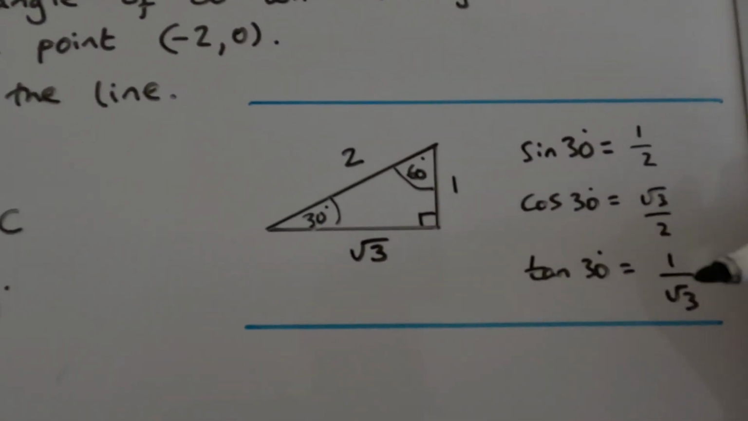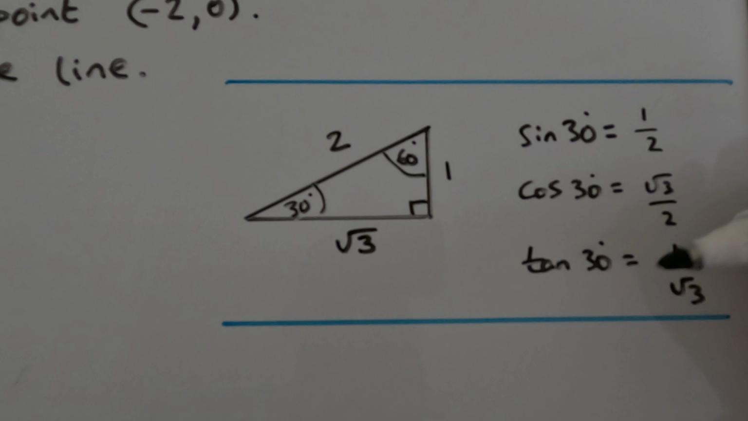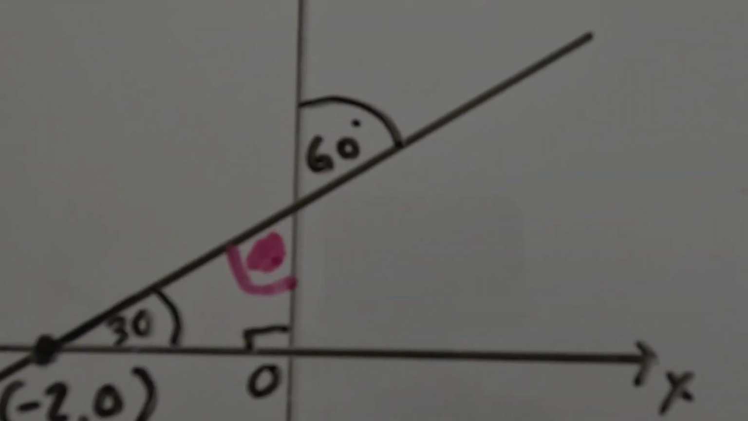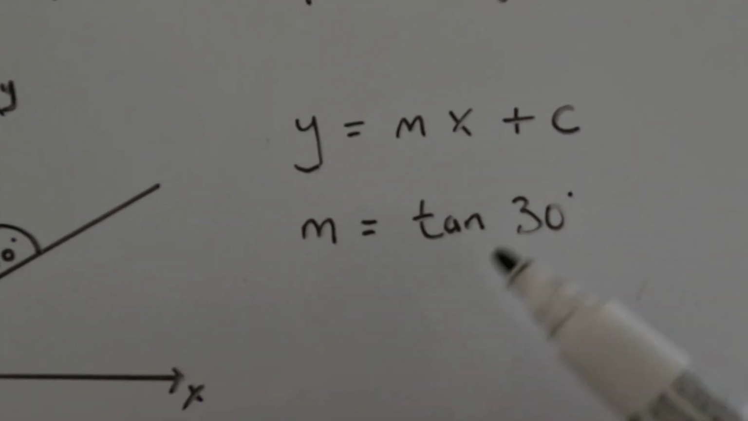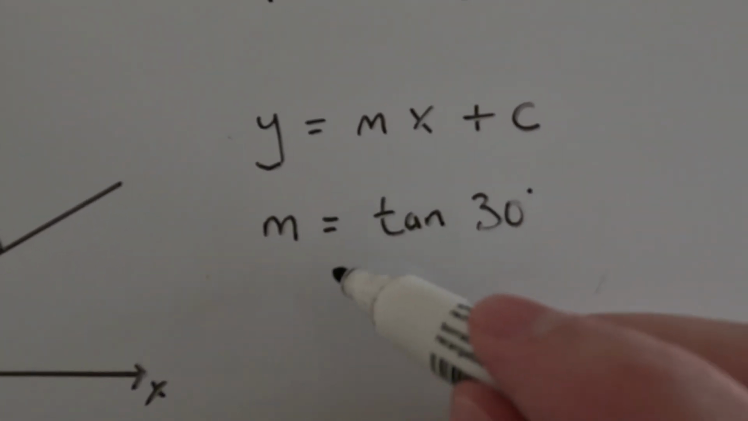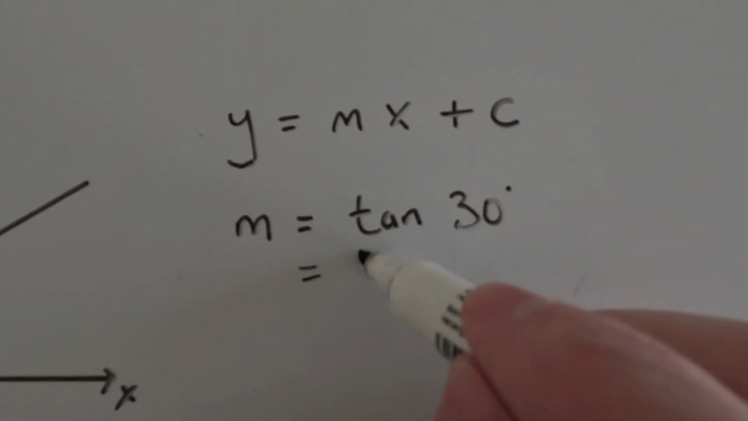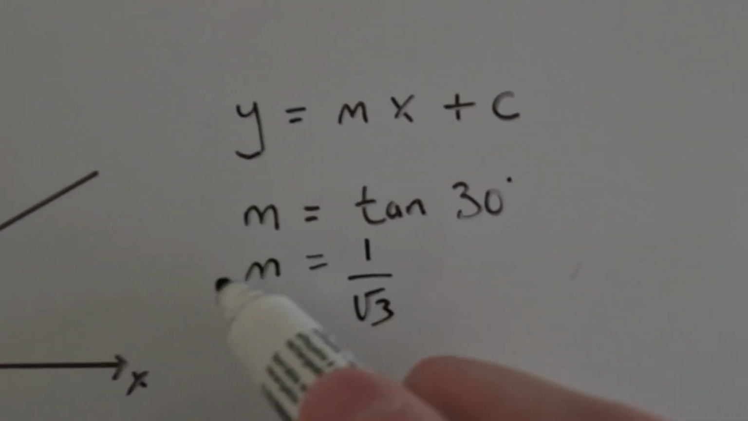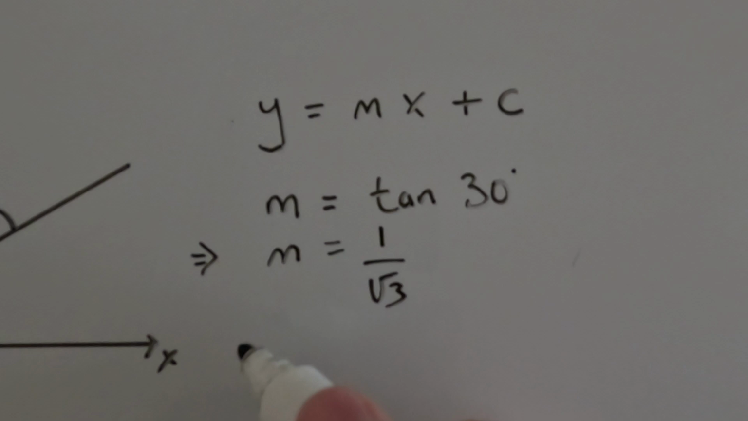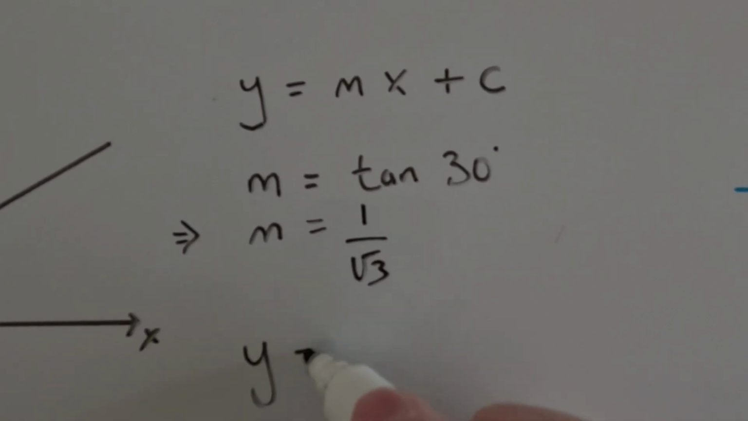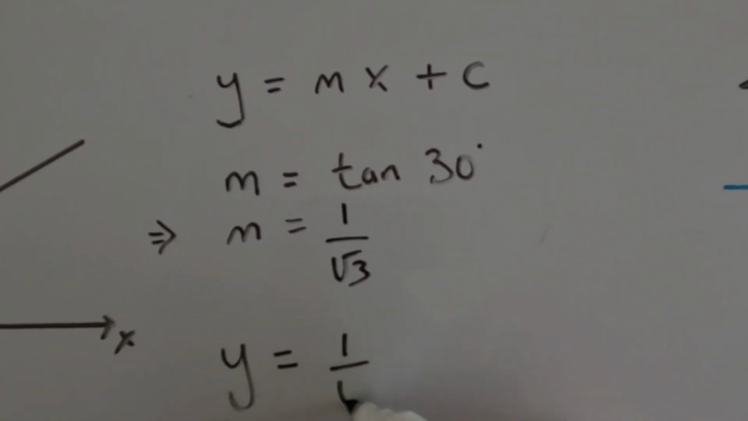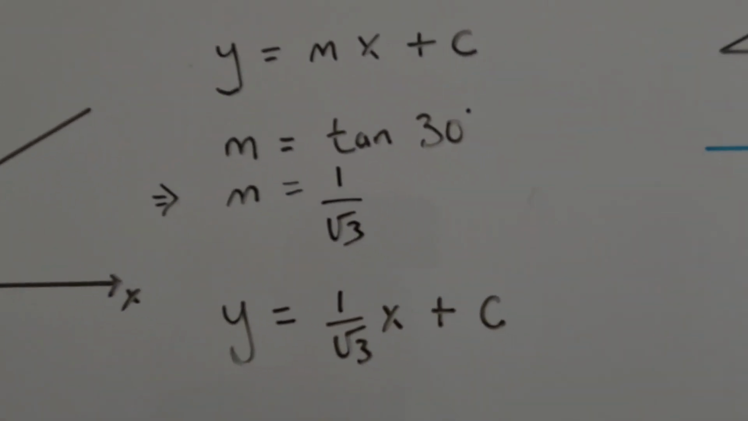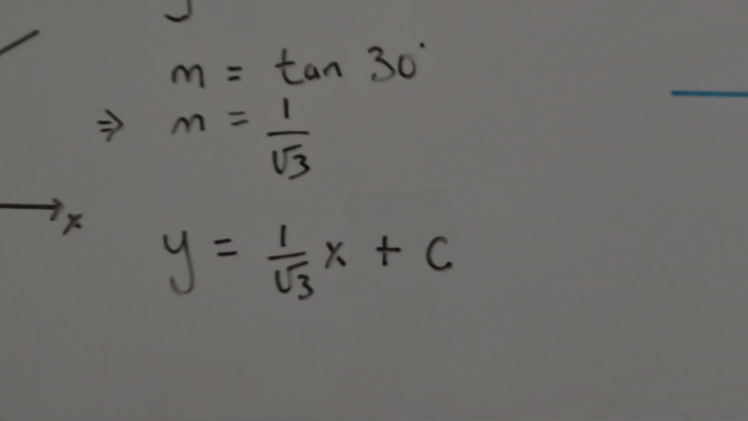Okay, so what's important is that you know that that is equal to the gradient once you know the angle that it makes with the vertical. So that's that. Now that, as I say, is equal to 1 over root 3. All right, so now we can start writing our equation down. So that's equal to 1 over root 3 x plus c. So we're nearly there, we just need to find c.